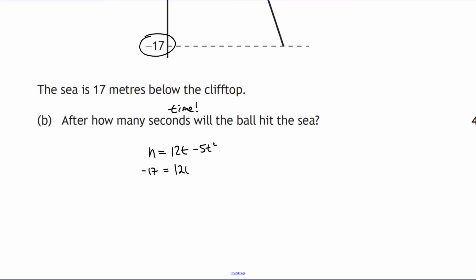So we've got this equation which we have to try and solve. Okay, now it is a quadratic equation. Highest power in this equation is the t squared. So to solve a quadratic equation, we've got to make this equation equal to 0. To do that, I'm going to bring everything over to the left-hand side. So I'm going to add 5t squared to both sides. I'm going to take away 12t. I'm going to leave the minus 17 where it was on this side, and that leaves 0 on this side.